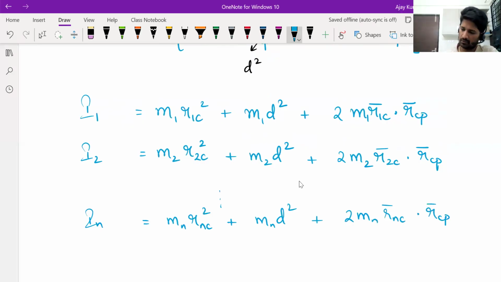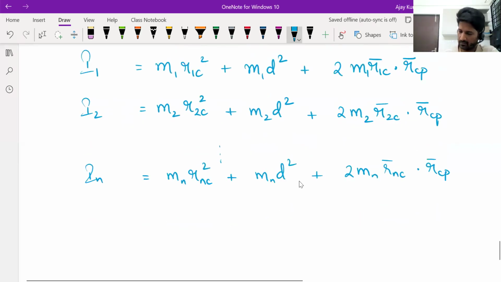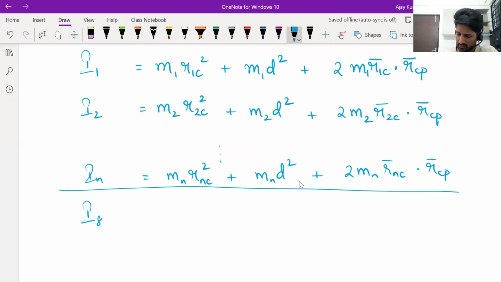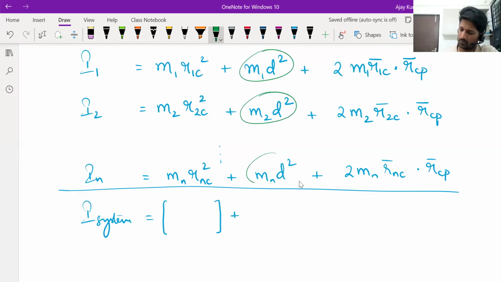Now you want the moment of inertia of the entire system. If you want that, you will have to add all these terms. First term, that addition we will do. Second term, you observe it: m1 d square, m2 d square, and so on up to mn d square. You add all of them, d square will be common, and m1 plus m2 and so on up to mn becomes the total mass of the system. Therefore, the second term is simply total mass into d square.